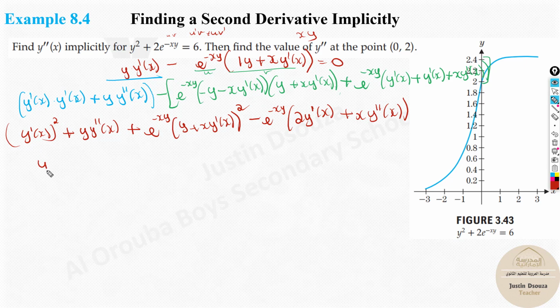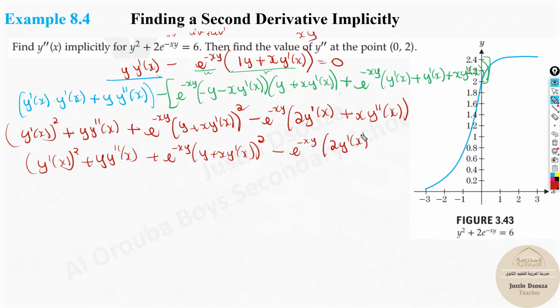So again, I'll have to simplify this. (y dash of x) the whole square plus y into y double dash of x plus e to the power minus xy into (y plus xy dash of x) the whole square. Now minus e to the power minus xy into 2y dash of x, minus again, because this is multiplied here and over here, it will be minus e to the power minus xy multiplied with x y double dash of x. Finally we have simplified.